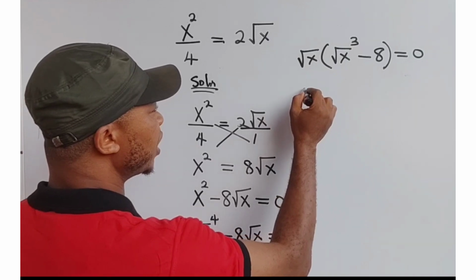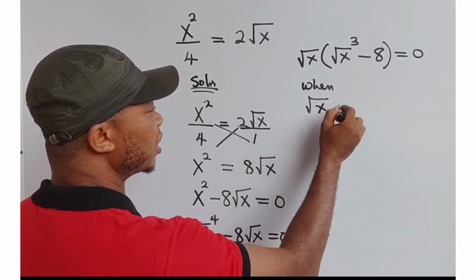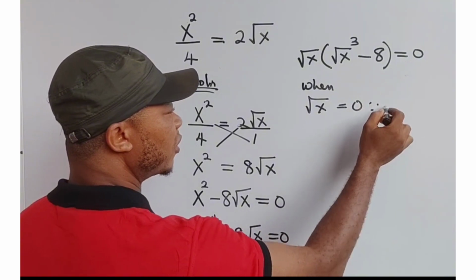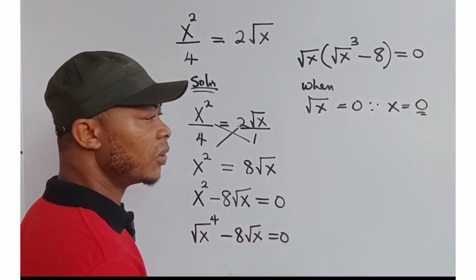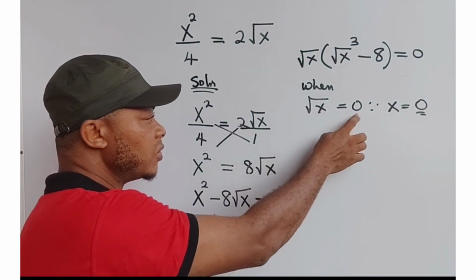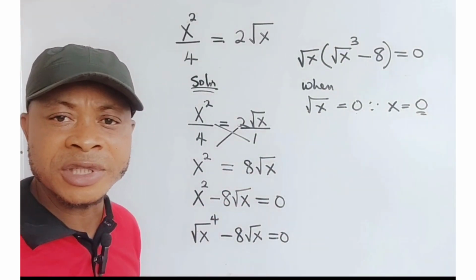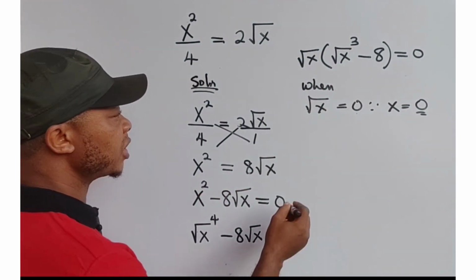So when root x equal to 0, therefore, what is the value of x? X will automatically be 0. So the first value of x is 0. If root x equal to 0, that means x itself is equal to 0. Now let's go to the one inside the bracket.